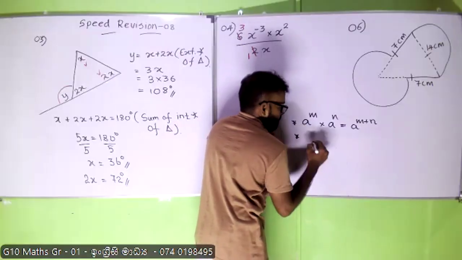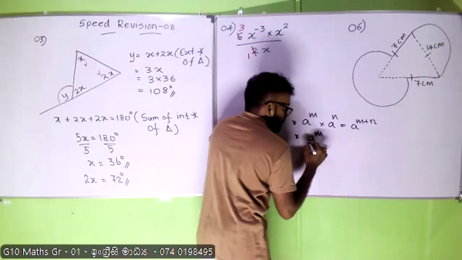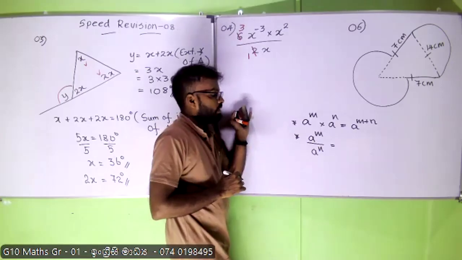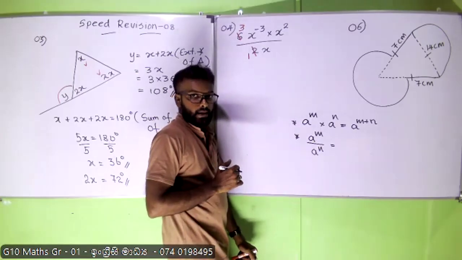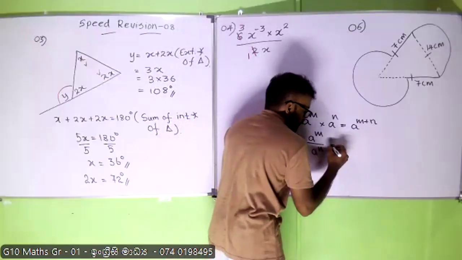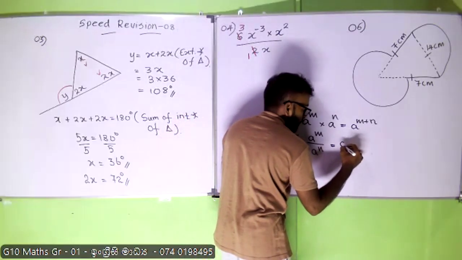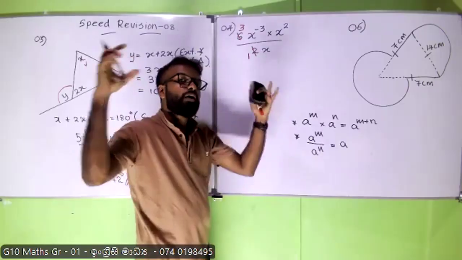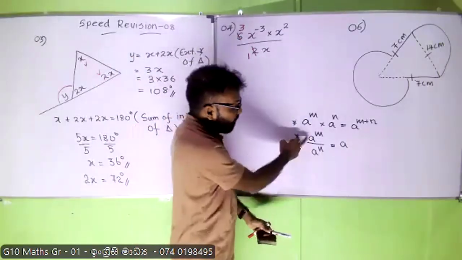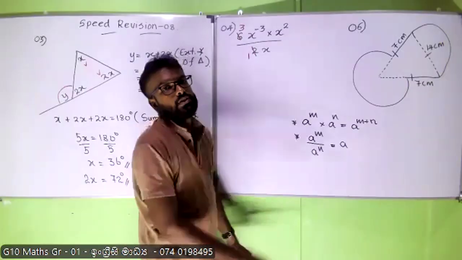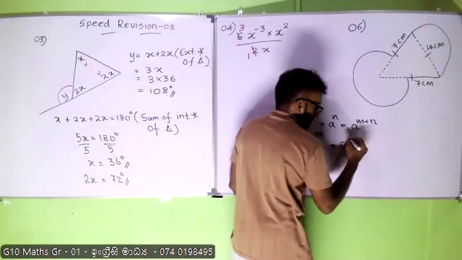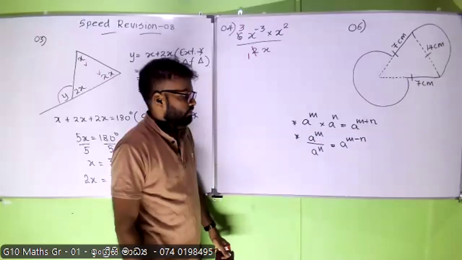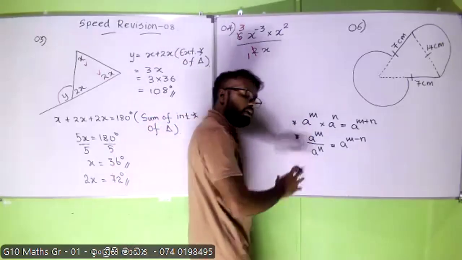Next one. A to the power m divided by a to the power n. So what are you going to do? When multiplying, you add the two powers. When dividing, if you have the same base, do the opposite: m minus n. So this is the other one.